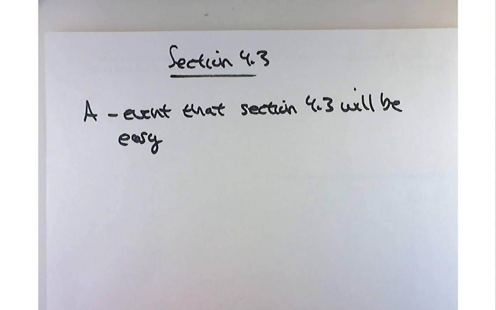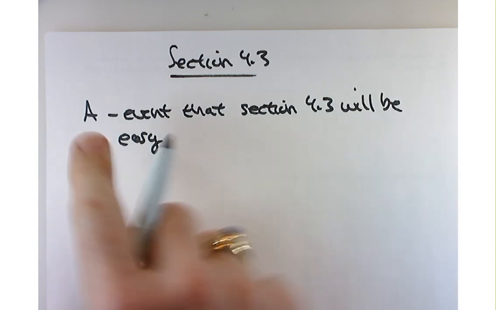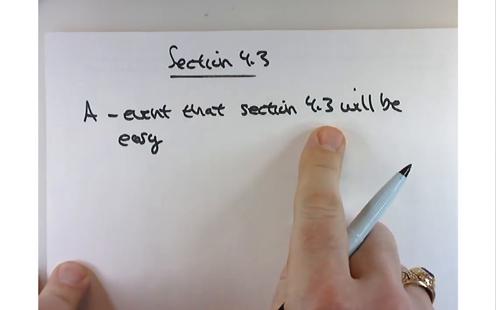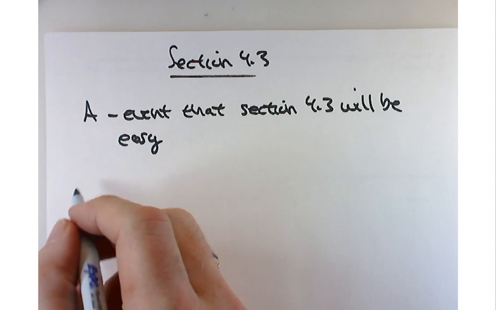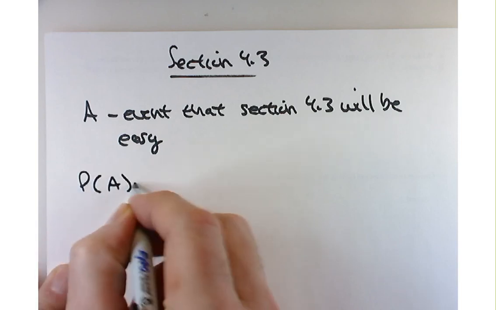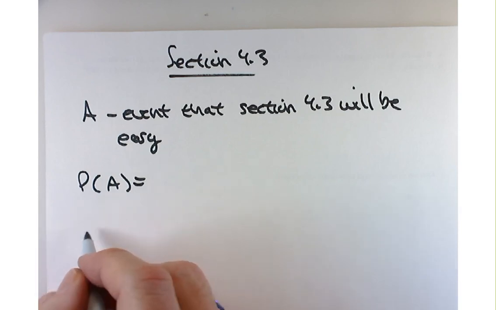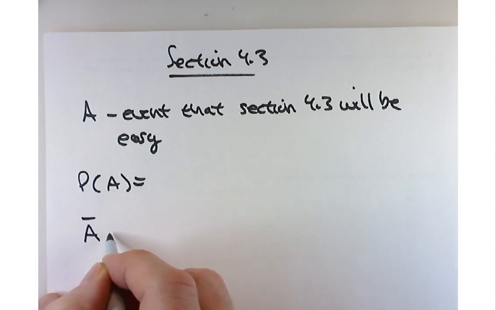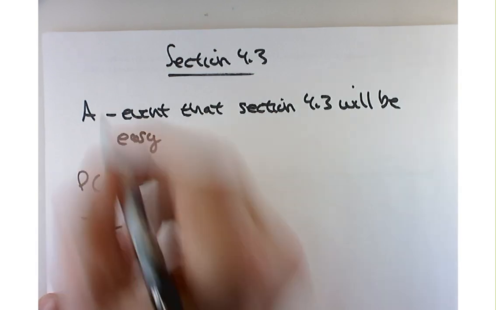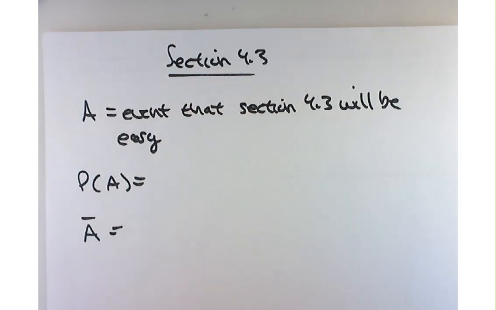So kind of in a fun way to get started here with section 4.3, let's take a look at the event A. The section 4.3 will be easy. And then we can look at the probability of section A being easy, or section 4.3 being easy. What is A bar going to mean? If A is the event that section 4.3 will be easy, what's A bar? Won't be easy. It'll be hard. And it doesn't necessarily have to be hard, but it just won't be easy.